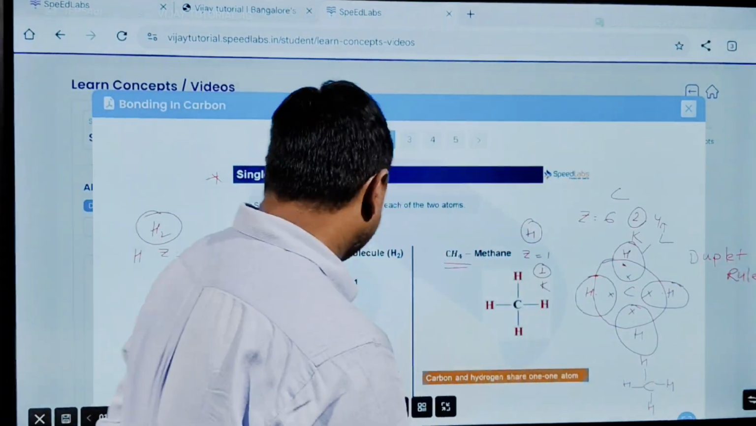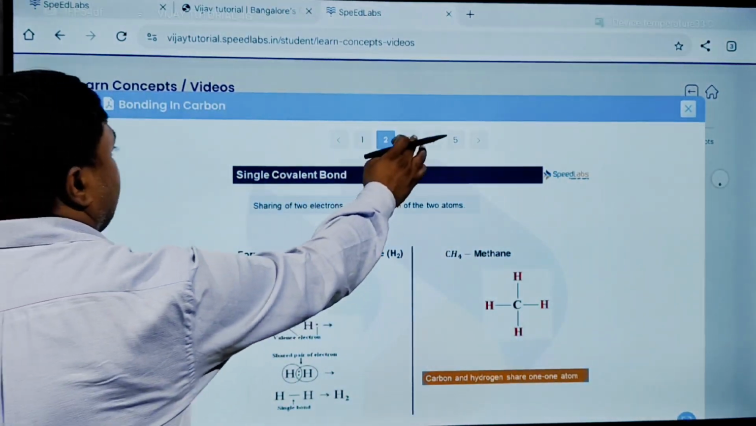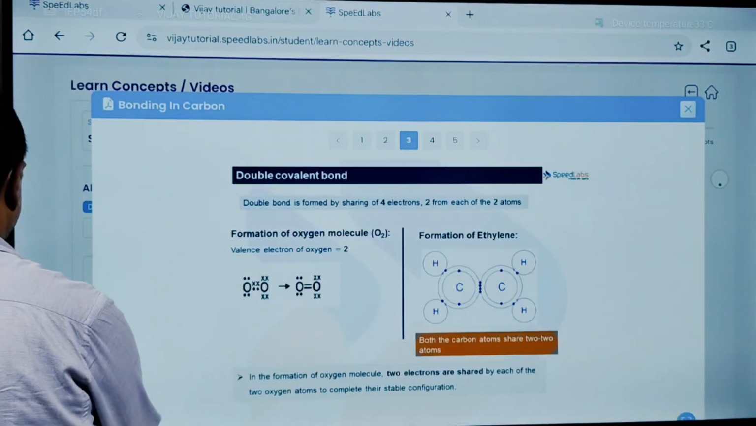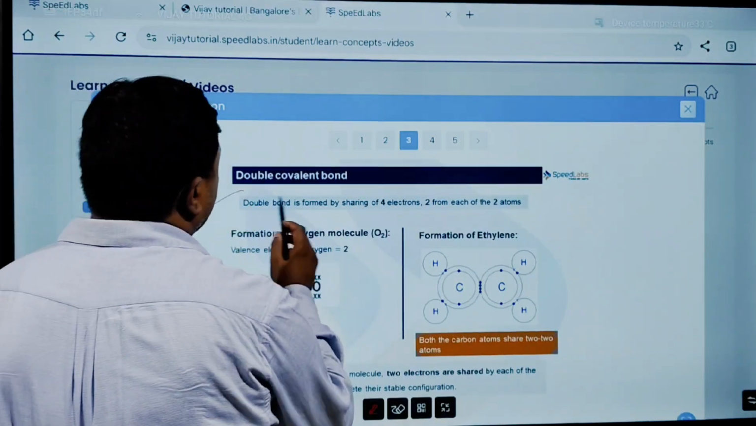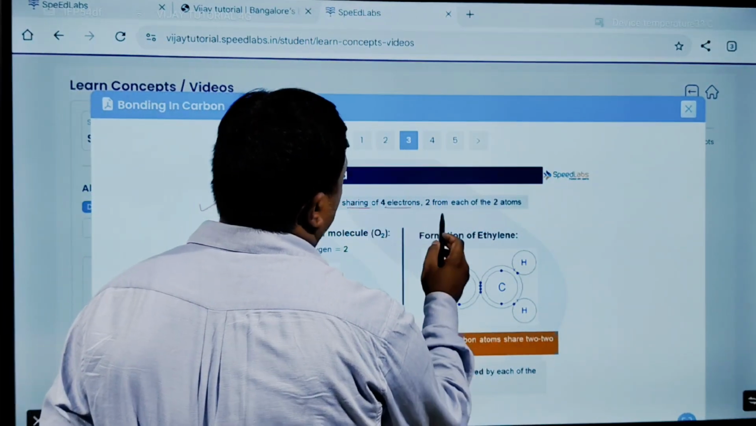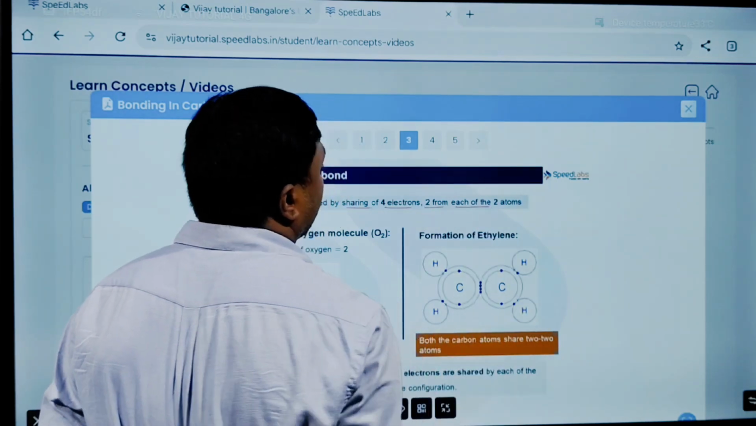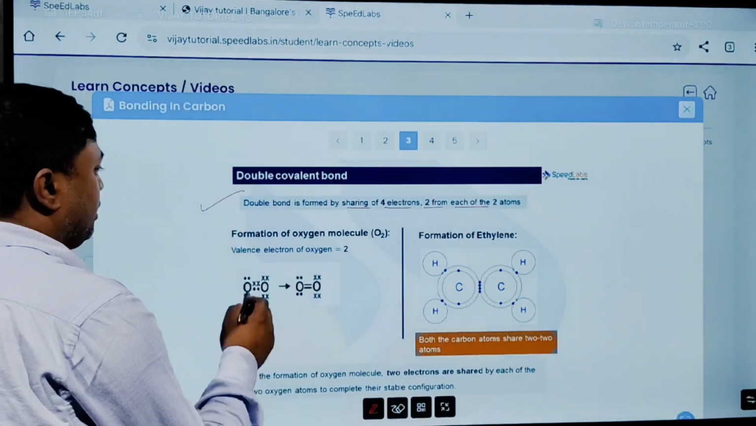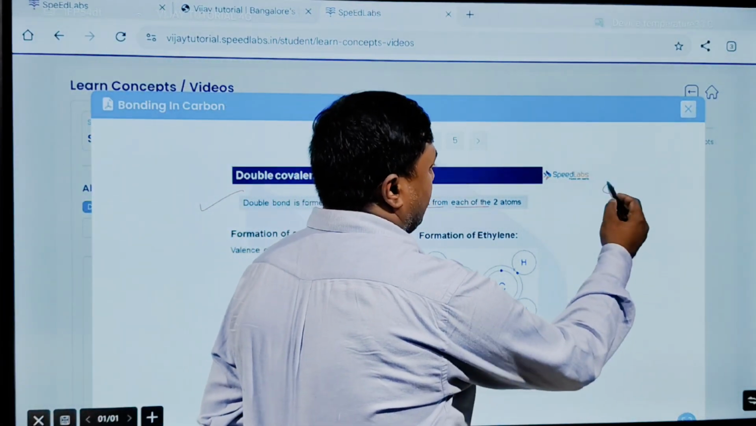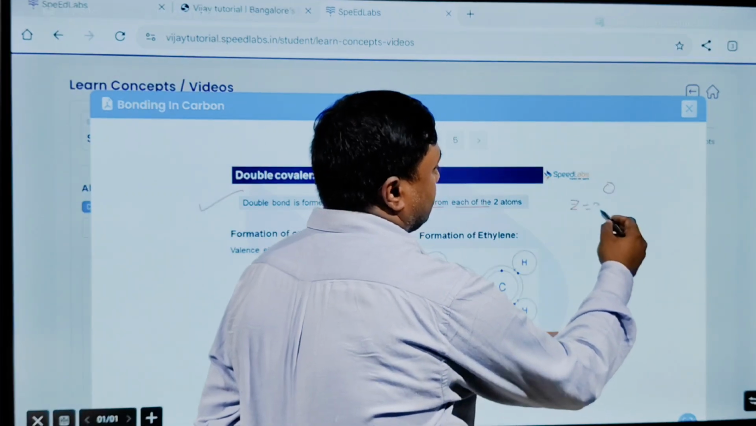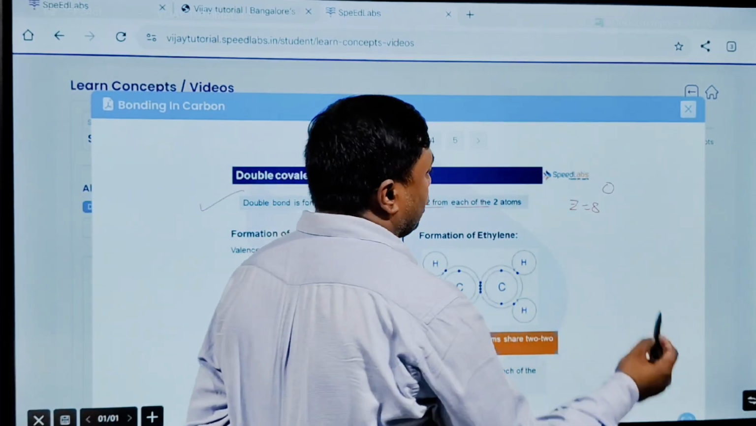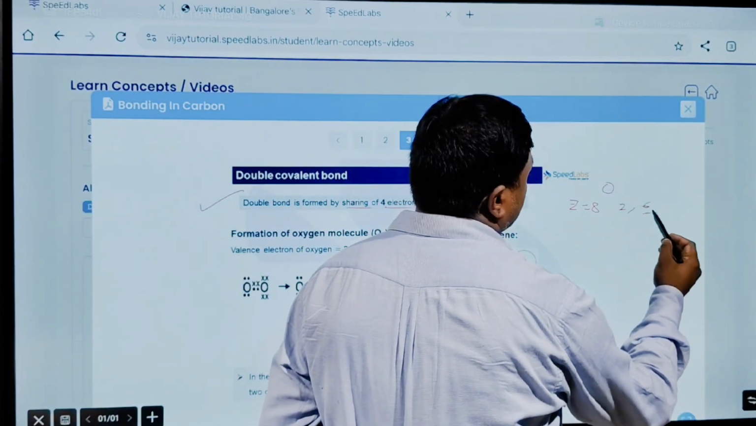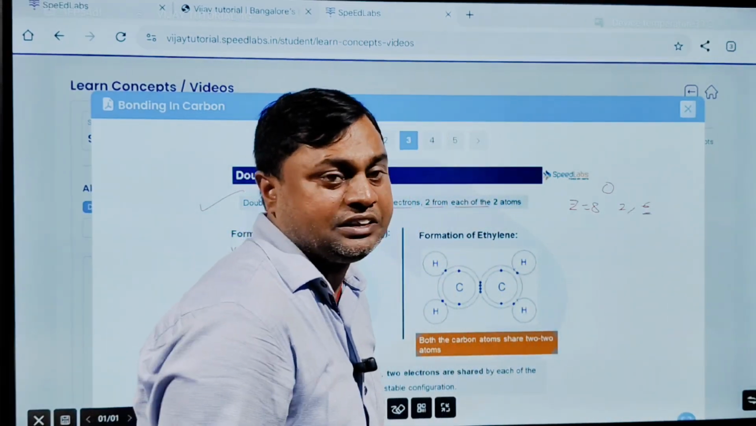Is it clear? Next, coming to the double covalent bond. A double bond is formed by the sharing of 4 electrons, or 2 from each of the 2 atoms. For example, oxygen. The atomic number of oxygen is 8, electronic configuration 2, 6. So the valence electrons of the oxygen atom are 6.